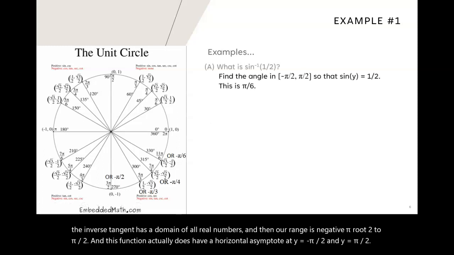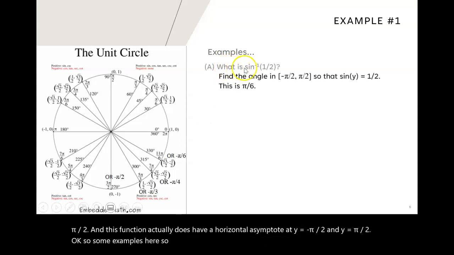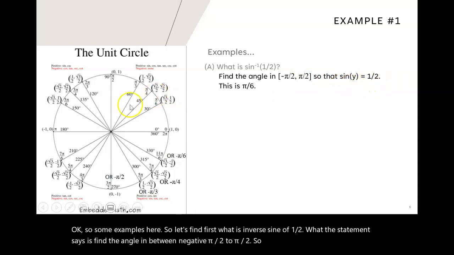Okay, so some examples here. Let's find first what is inverse sine of 1/2. What this statement says is find the angle in between -pi over 2 to pi over 2 so that sine of y is equal to 1/2.